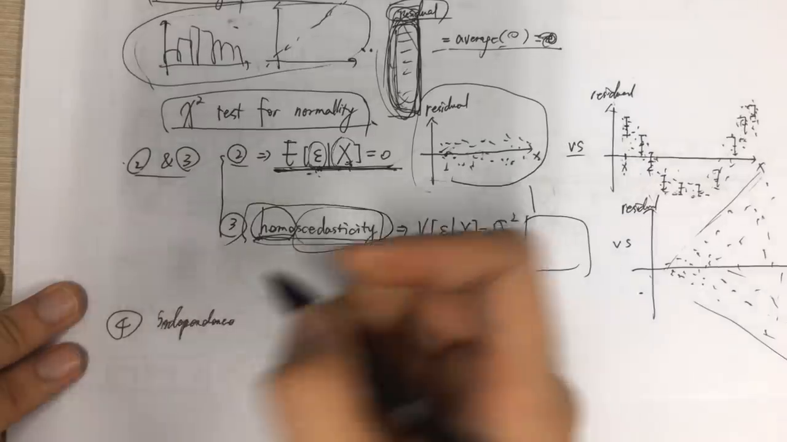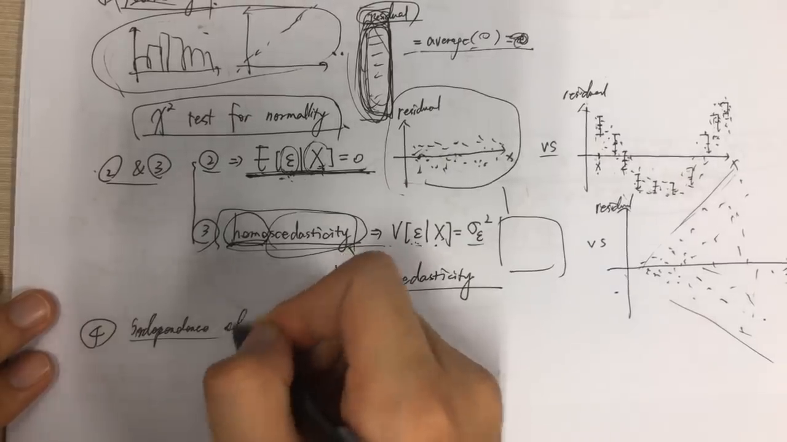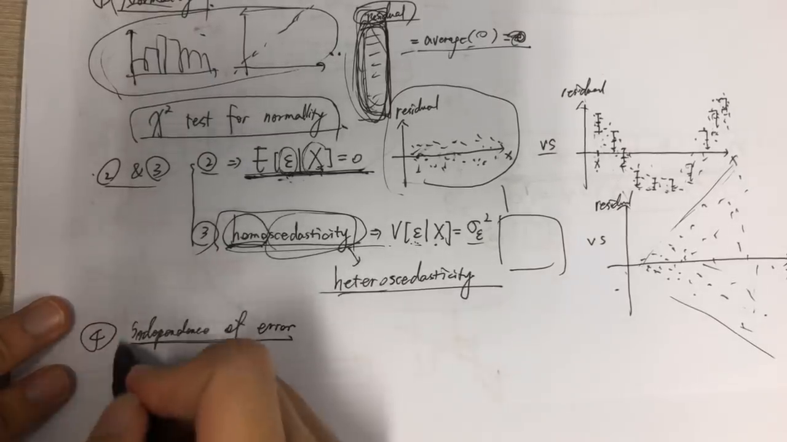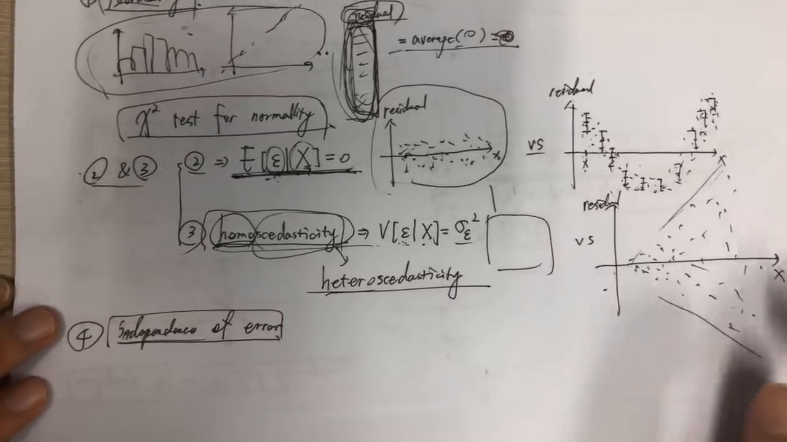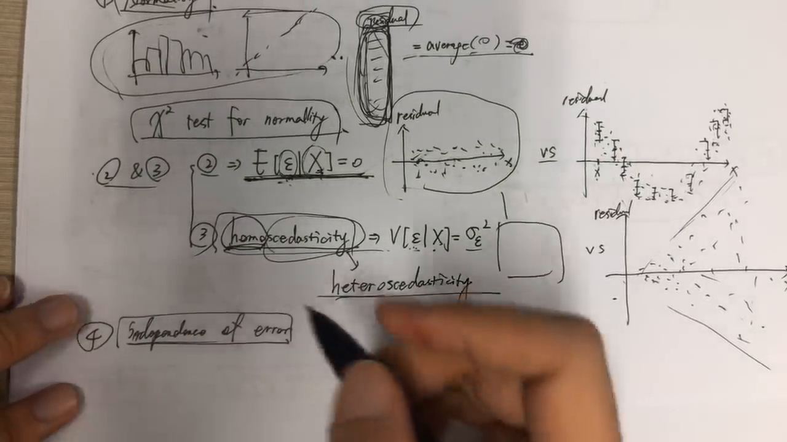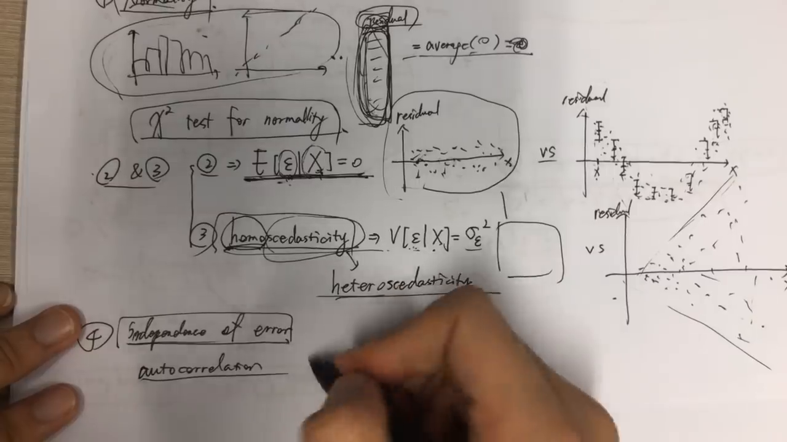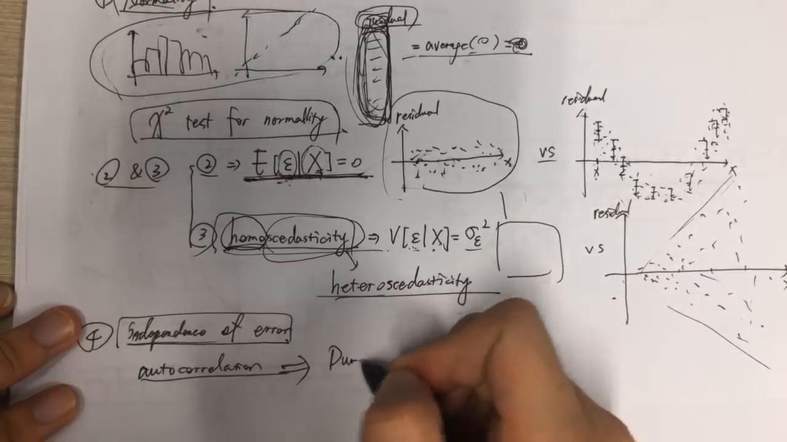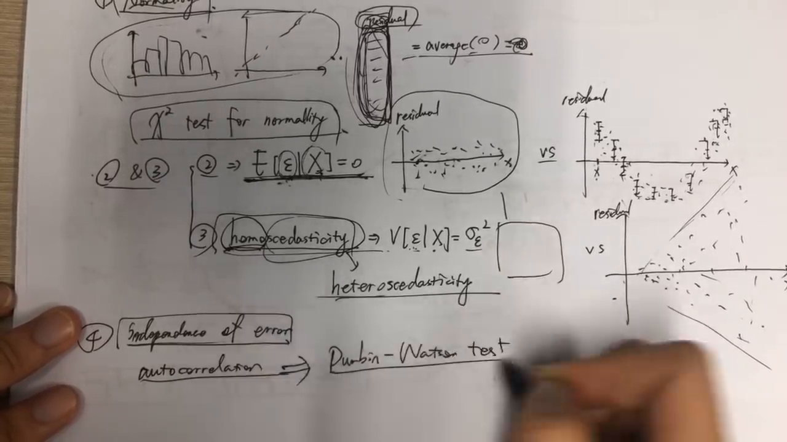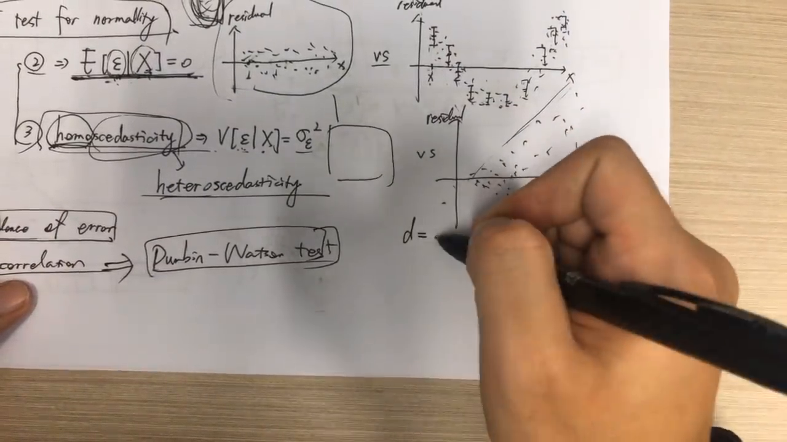Oh, my handwriting is becoming disgusting, I don't know why, sort of tired. Independence of error, okay? When this is violated, it's called autocorrelation, right? And this autocorrelation can be detected by the Durbin-Watson test. Okay, Durbin-Watson test.